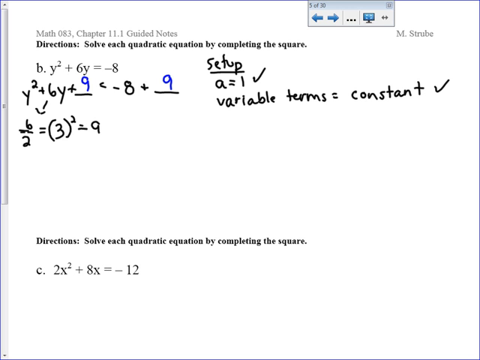Now that we've got my blank filled in, on the left side you should see a polynomial that you can factor, and on the right side you should see two numbers that you can add together. So for the left side, I want to factor y squared plus 6y plus 9, so I need my pair of numbers that multiplies to 9. At the same time, the same pair of numbers adds to 6. 3 and 3. So as a compact factor, we have y plus 3 squared. And then on the right side, negative 8 plus 9 is 1.